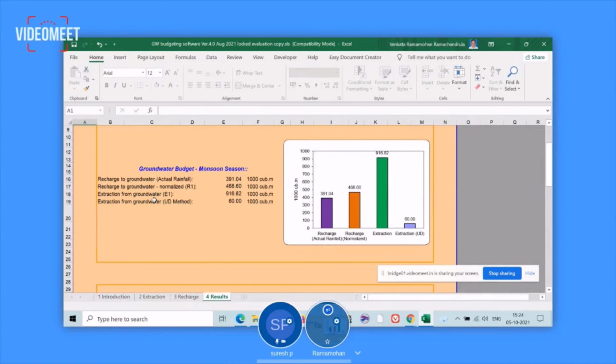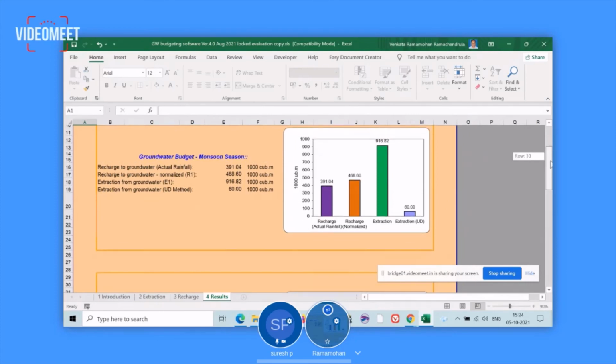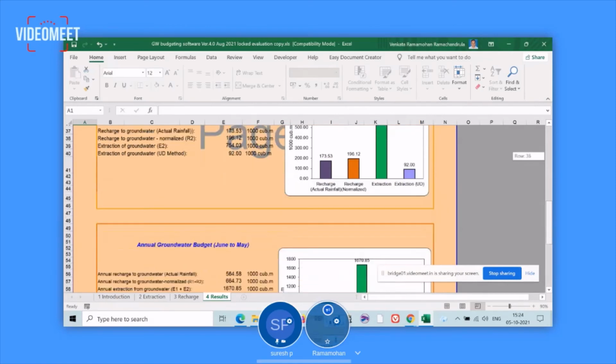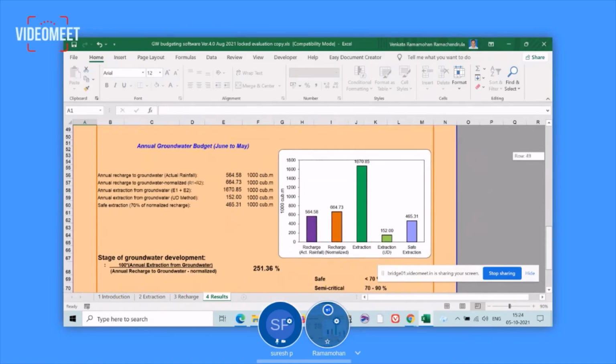So both the methods are now listed here, and then the same things are also displayed in a simple bar chart. Similarly, for non-monsoon, you also get these values. And when it comes to the annual groundwater budget, there is an extra thing added here. Apart from the four, two annual recharge and two annual extraction values, there is a safe extraction, which is 70% of the normalized recharge. That means the recharge when you consider normal rainfall, 70% of that is considered as safe. So you can safely extract 70% of the recharge. But if you exceed that 70%, that means you are entering into a danger zone.